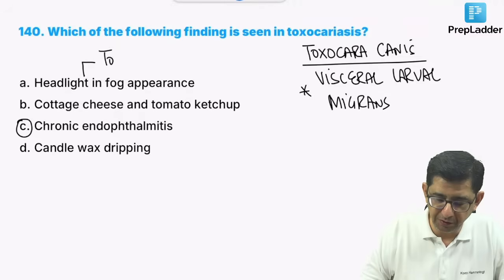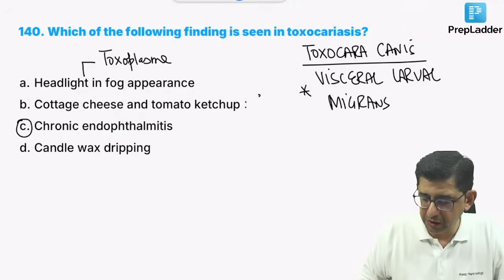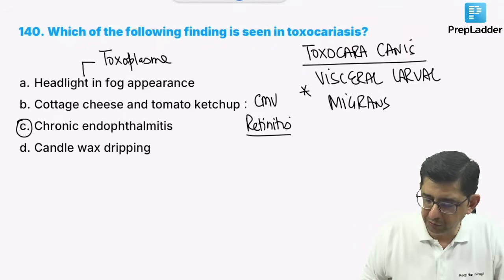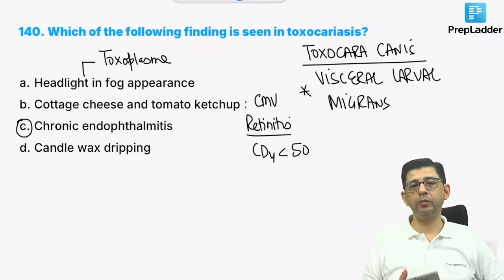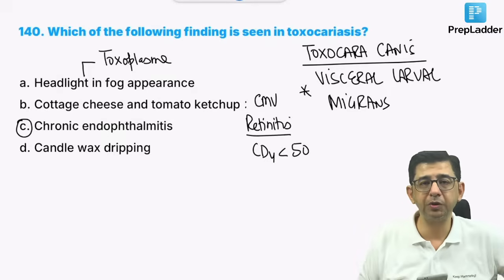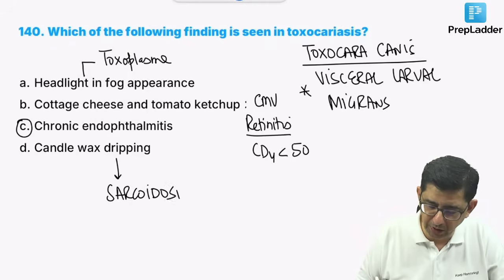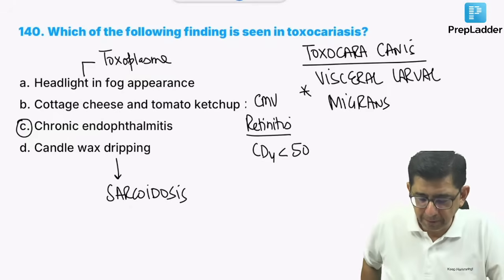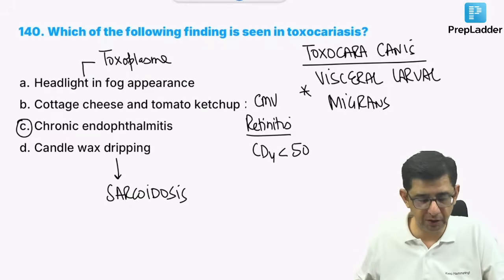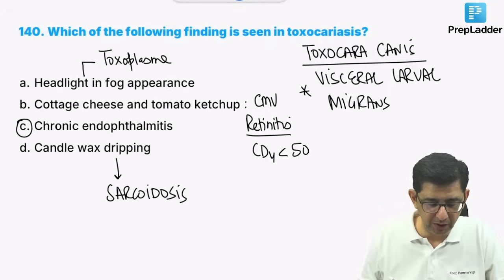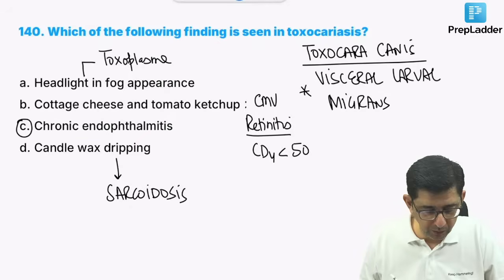Headlight in fog appearance is a feature that you see with toxoplasma. So it is ruled out. Cottage cheese and tomato ketchup has again been asked in an immunocompromised truck driver with a CD4 count of less than 50. That would be a pizza pie retinopathy and cytomegalovirus retinitis. And then option D, candle wax dripping is a feature that is seen with sarcoidosis, which can be causing involvement of posterior uveitis as well. So it is a chronic endophthalmitis, which would be given in the answer in this particular case. So read it as toxoplasma in a hurry.